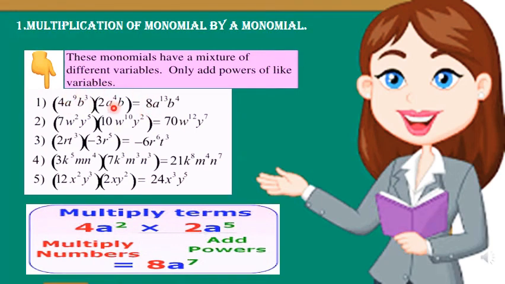A and A are same variables, so you are going to add the powers when you are multiplying them. So a power 9 into a power 4 is nothing but a power 9 plus 4. What is 9 plus 4? It is 13. So you will be writing here a power 13. Then the other variable is b power 3, and in the second monomial you have b. What does this b means? It means it is having power 1. So b power 3 into b power 1 is b power 3 plus 1. What is 3 plus 1? It is 4. So we are writing it as b power 4.